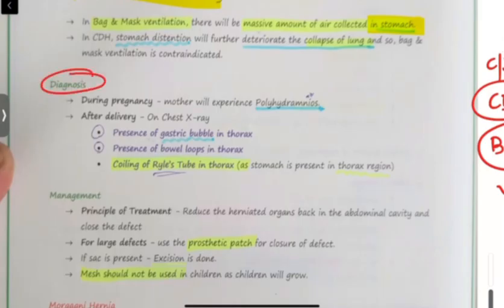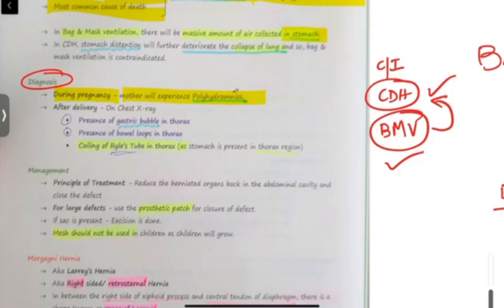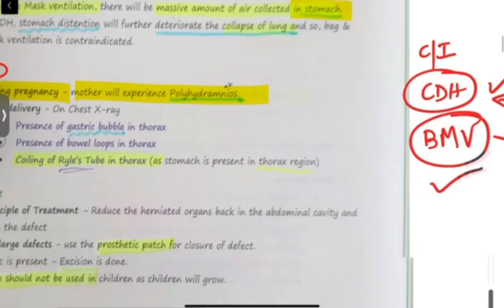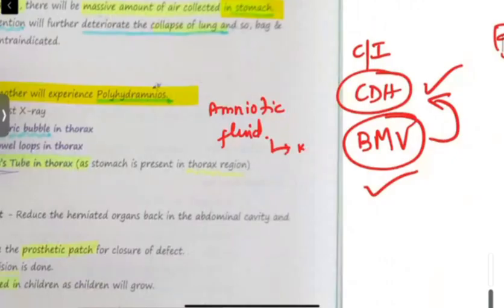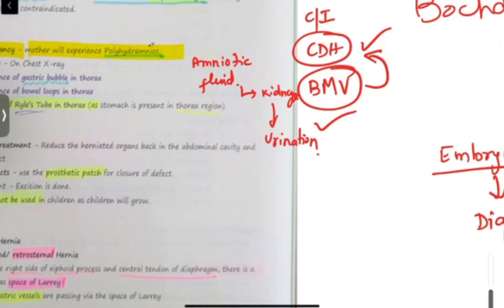So how will we diagnose this case? During pregnancy, the mother will be experiencing polyhydramnios. So how is this interrelated? Whatever amniotic fluid is formed during pregnancy is formed from the kidneys of the baby, and that will be through urination. And then this amniotic fluid will be consumed by the baby.